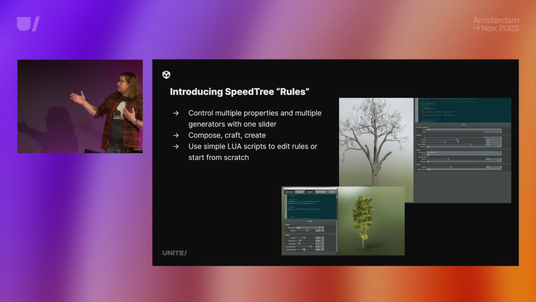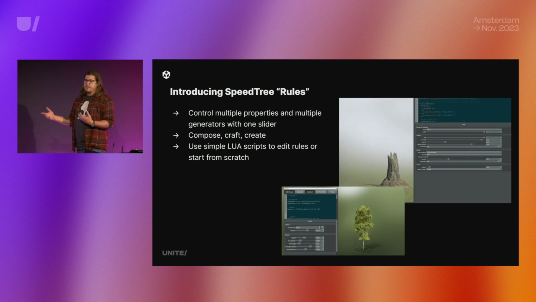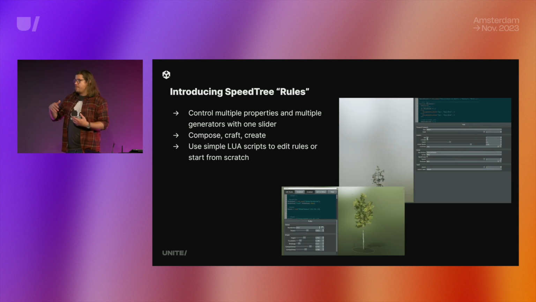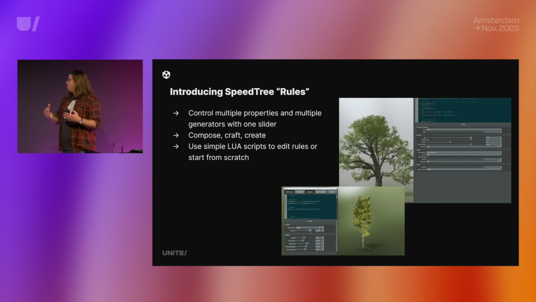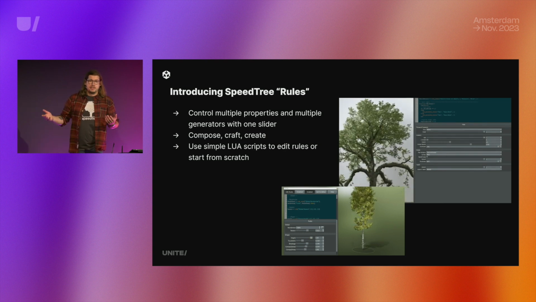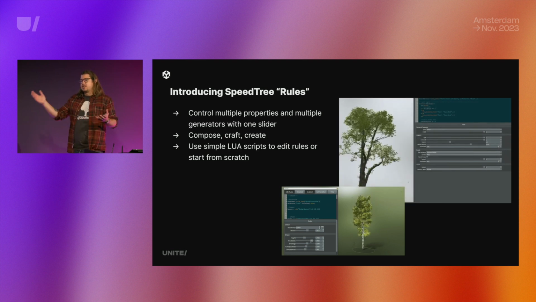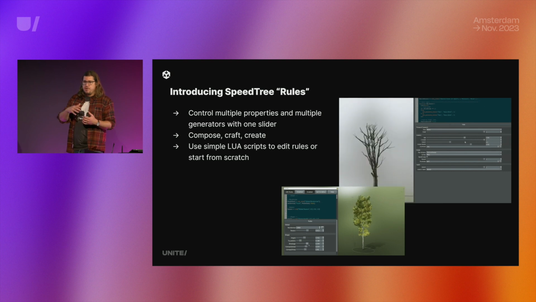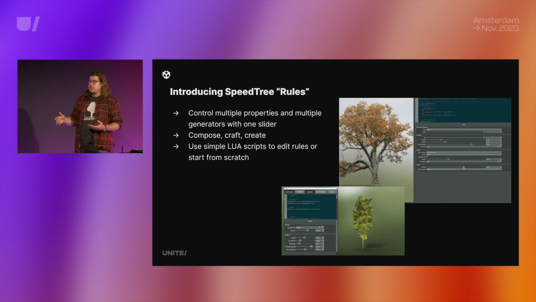And our solution to this is rules. What rules are is essentially a super property. You can combine multiple properties inside of a generator. Let's say the width of the branch and the length of the branch, tie those into one slider and say this is now an age slider to make the branch grow bigger and smaller. And what's great about this is there's really no limit to how you can use this.